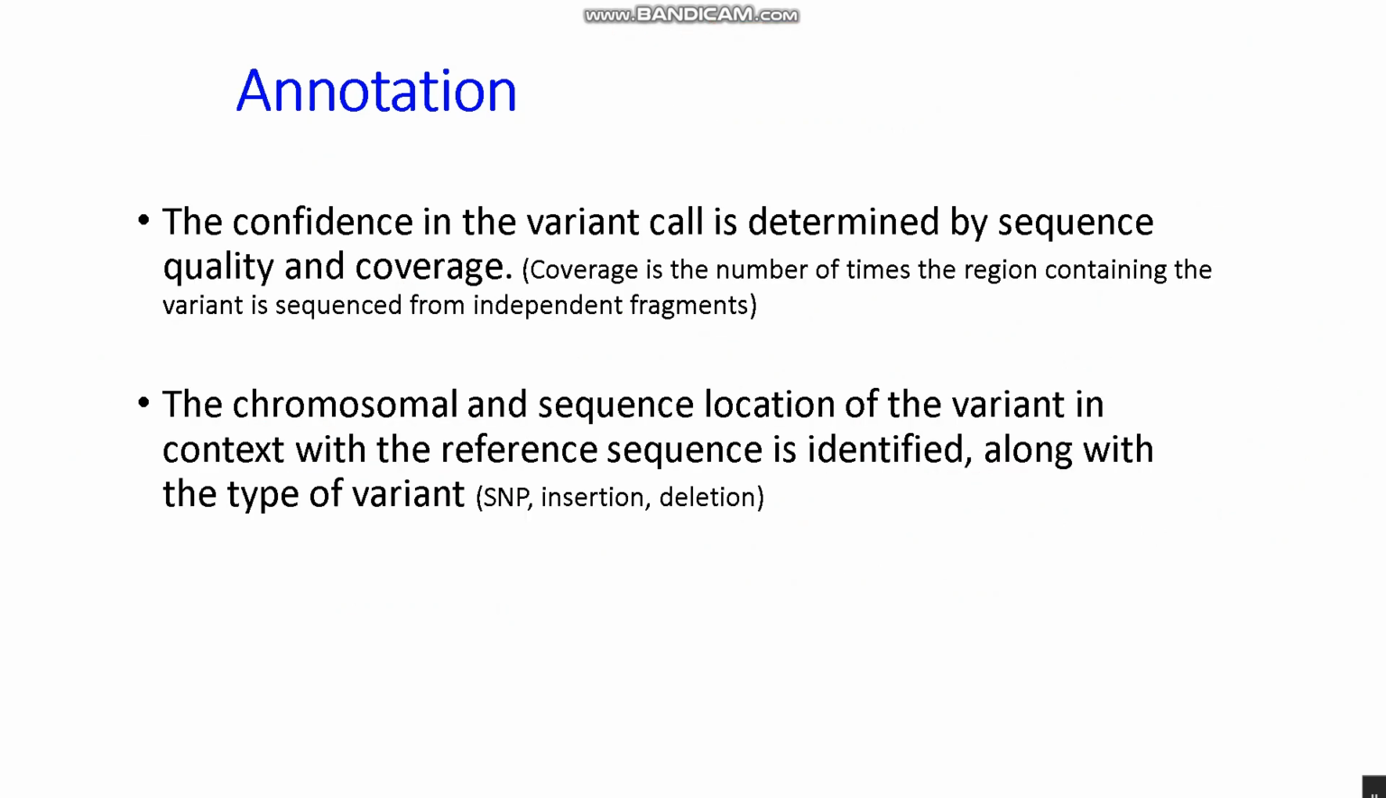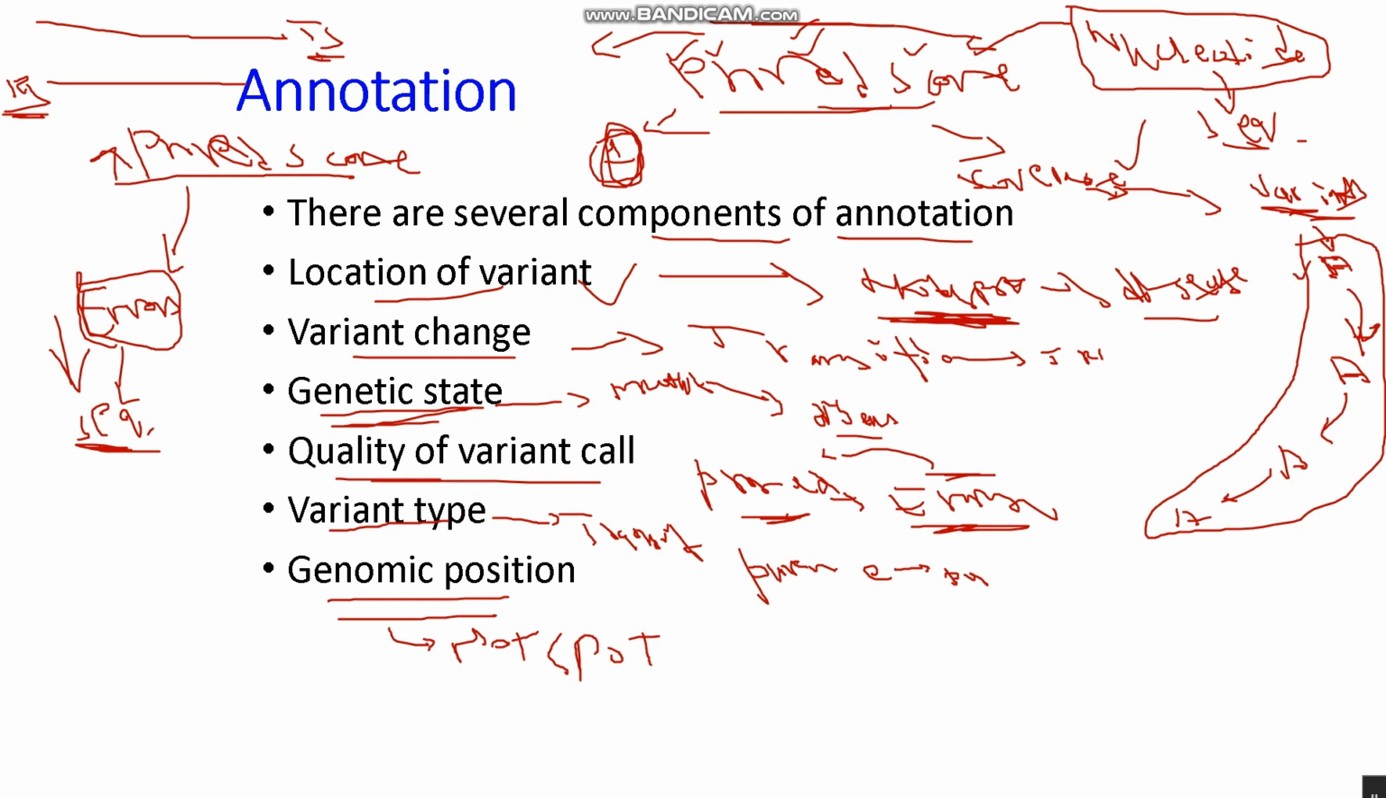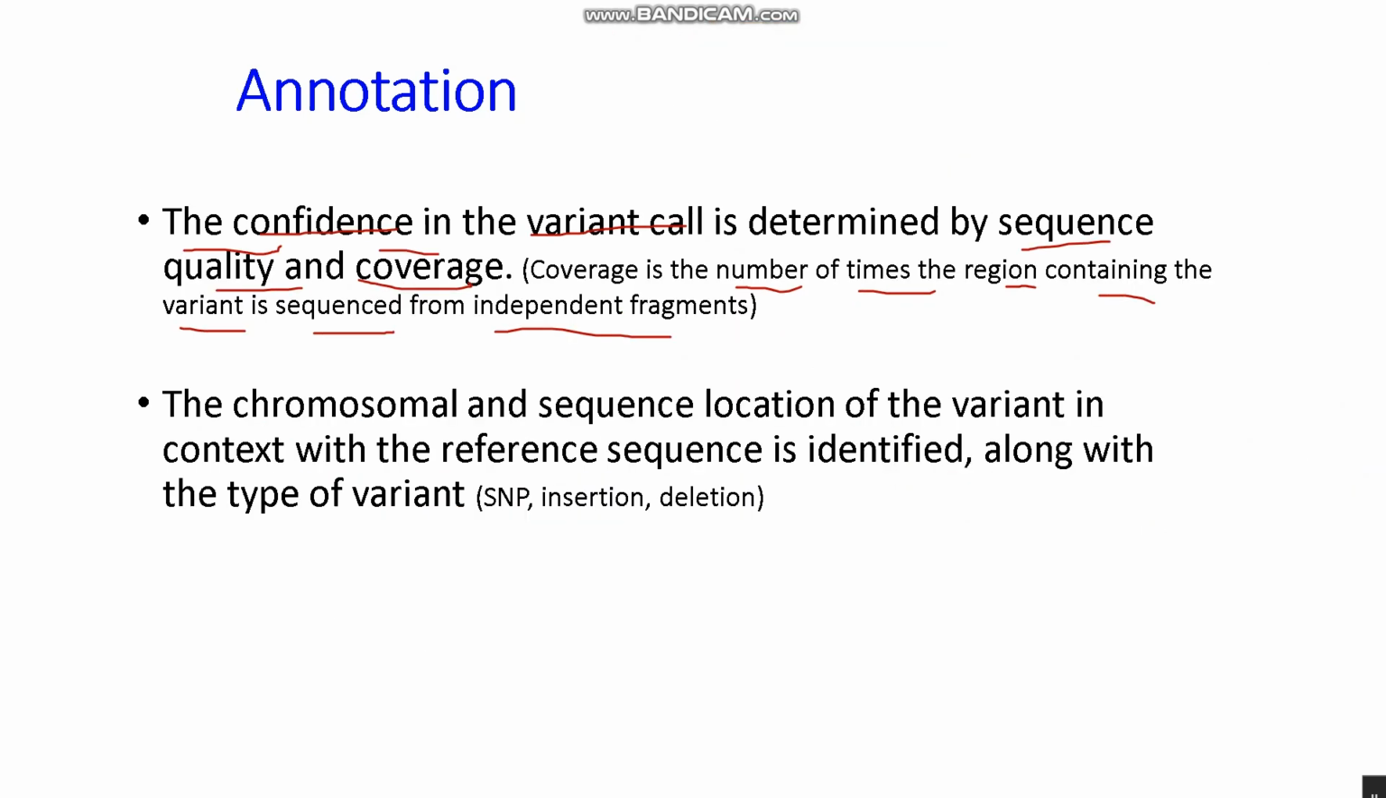In the annotation, the confidence in the variant call is determined by quality and coverage. Quality means the Phred score, and coverage is the number of times the region containing the variant is sequenced from independent fragments. If the variant is sequenced again and again, it means the coverage is very high. The chromosomal and sequence location of the variant in the context of the reference sequence is identified.